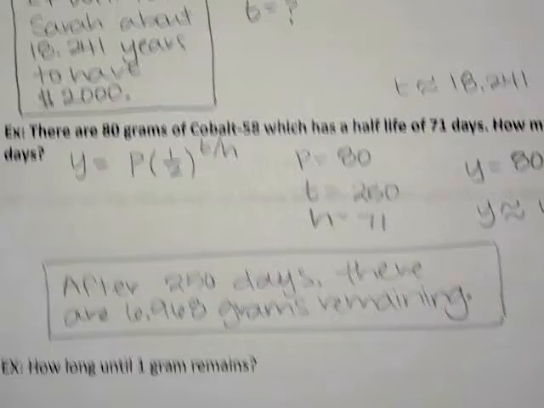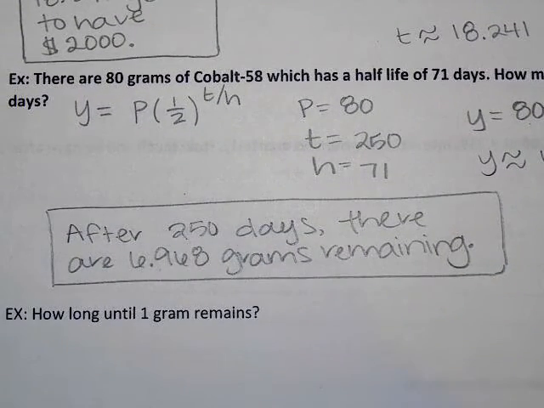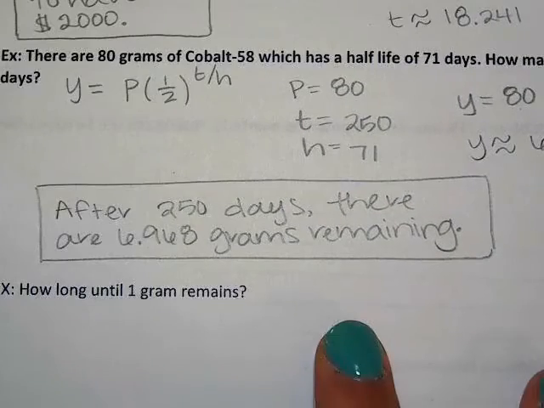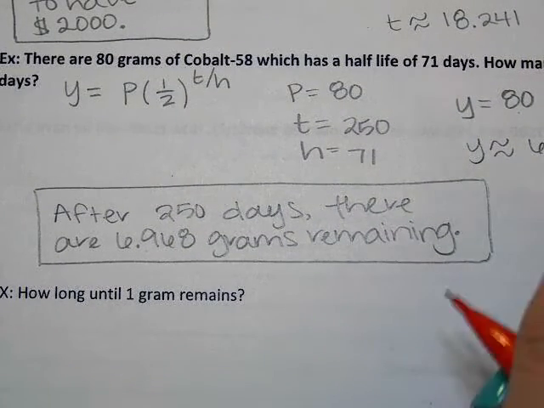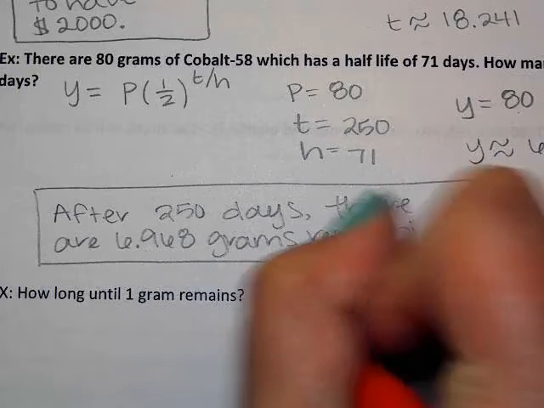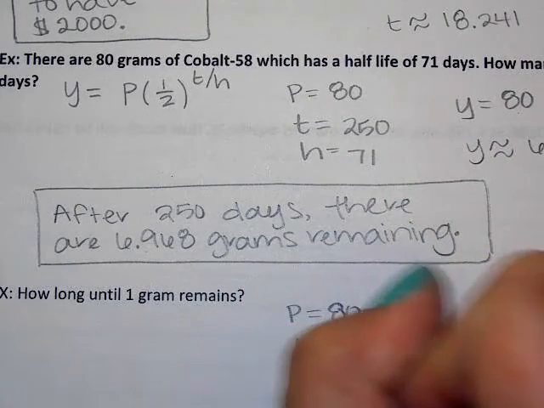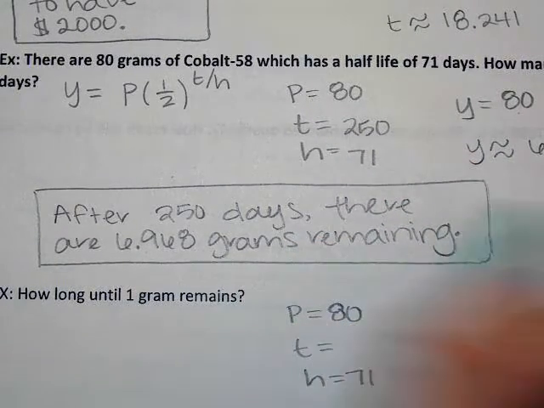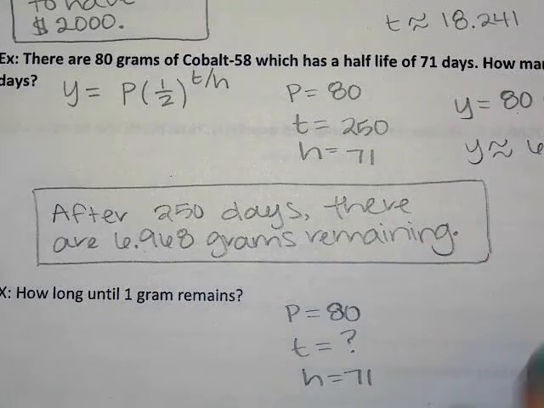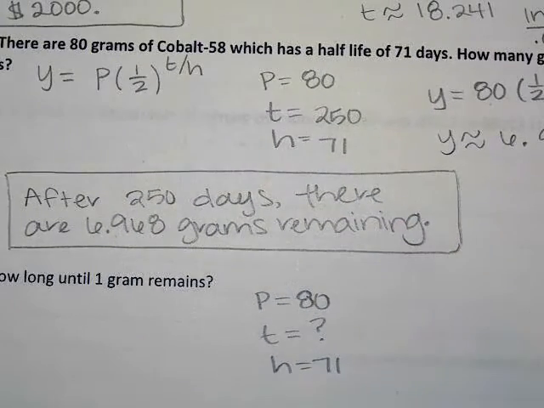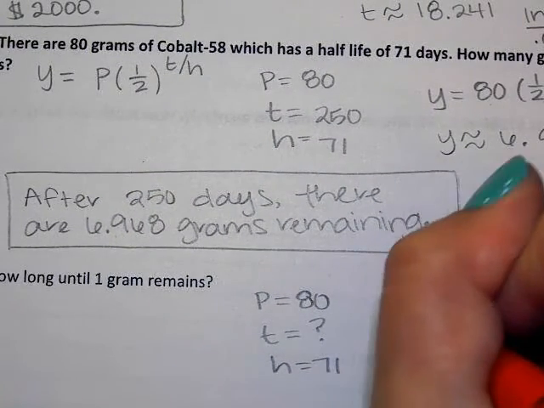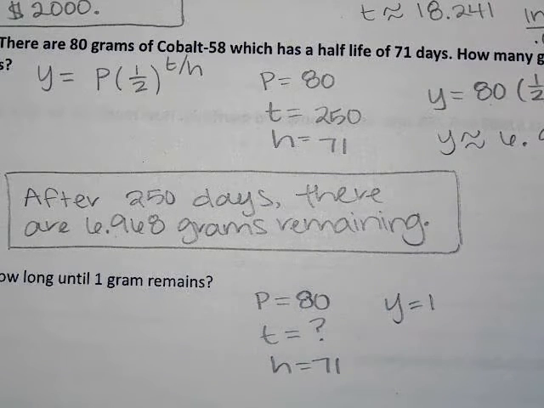All right, it says how long until 1 gram remains. So what information is going to stay the same? P equals 80. H equals 71. What are we going to put for T? We don't know T. That's a question mark. And then what information is going to be new? Y is 1. Okay, what type of answer do you guys think is a reasonable answer? What might T be?